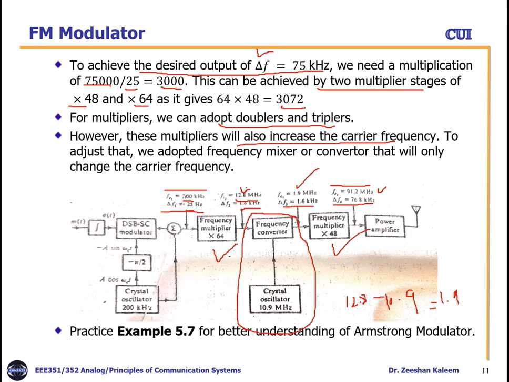So this is the process of getting the desired carrier frequency and the desired frequency deviation using the Armstrong modulator. There is an example in the book, example 5.7. You should do this example to get a better understanding of the Armstrong modulator.